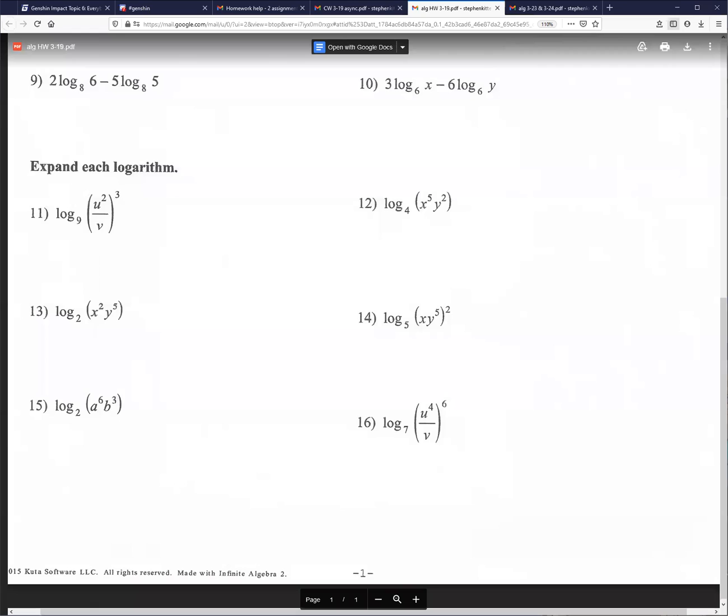Okay, and then we're going to expand. So now we go in reverse. So we're going to say this is log 9 of, honestly, I'm going to rewrite this first of all. I'm going to say that this is log of u to the sixth over v cubed, because I think that's going to be easier. So now this is log of u to the sixth minus log of v cubed, which then we bring the powers out front, is 6 log u minus 3 log of v.